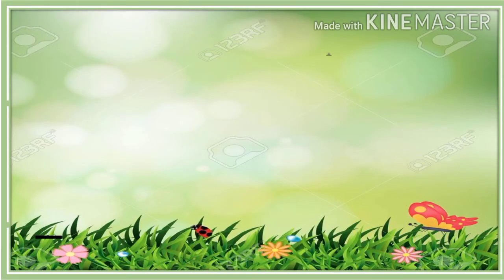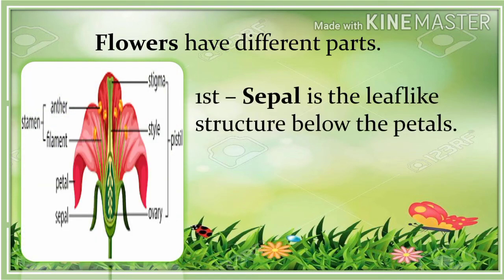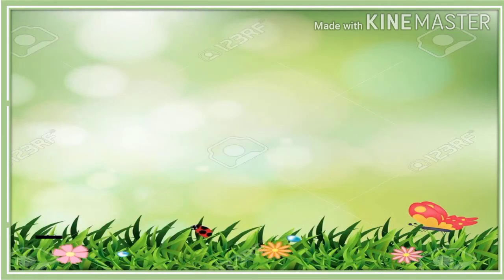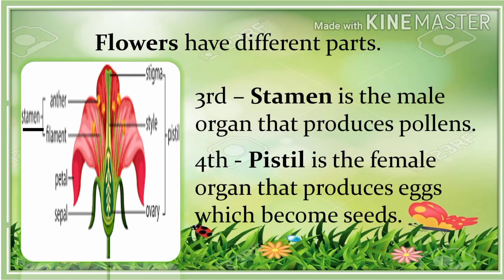Flowers have different parts. So what are the different parts of the flowers? First, sepal is the leaf-like structure below the petals. Second, petal is the most colorful part of the flower. Third, stamen is the male organ that produces pollen. And the fourth, pistil is the female organ that produces eggs which become seeds.